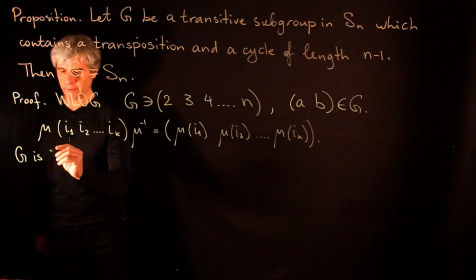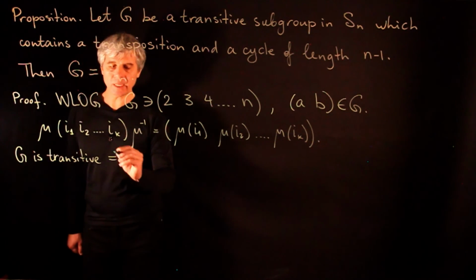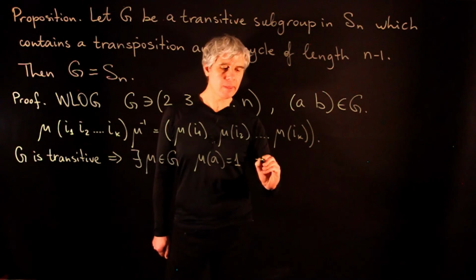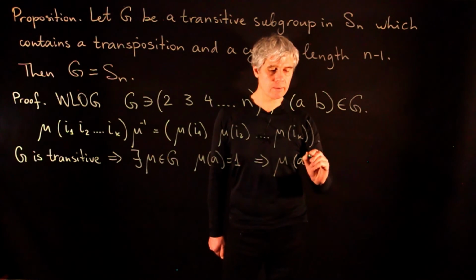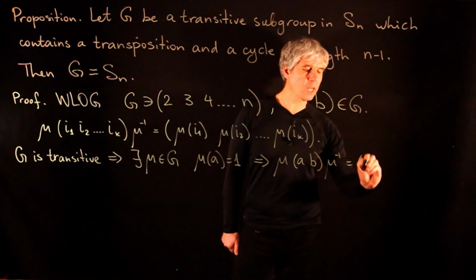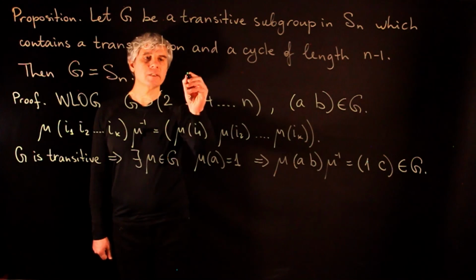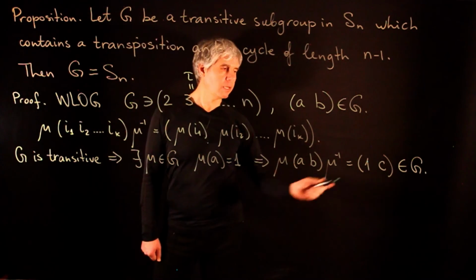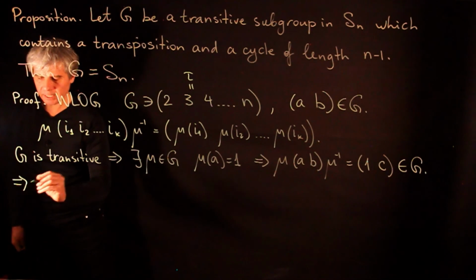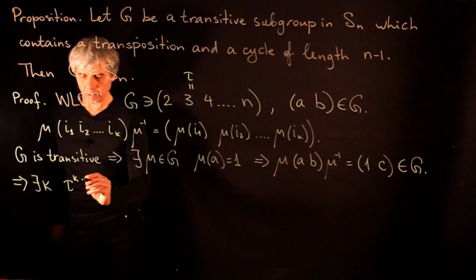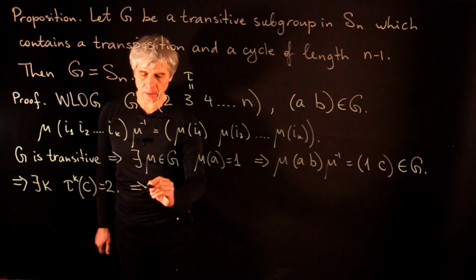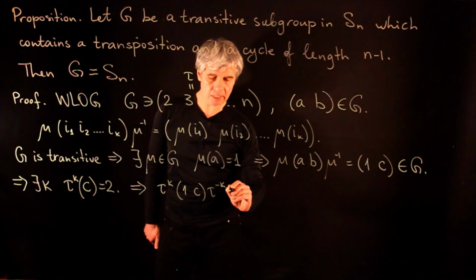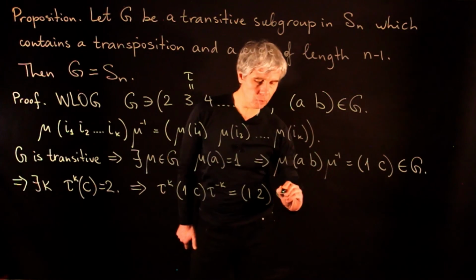Our group G is transitive. So this means that there exists a permutation mu in G such that mu of A is equal to 1. And then if we conjugate with this mu the transposition AB, the result will be some transposition 1C, and this will be in G. Let us denote this cycle of length n-1 as tau. Tau acts transitively on the set 2, 3, 4, n, and index C belongs to this set. Then this tells us that there exists k such that tau to the power k maps C into 2. And then if we conjugate with tau to the power k our transposition 1C, then the result will be that the transposition 1, 2 is also in the group G.